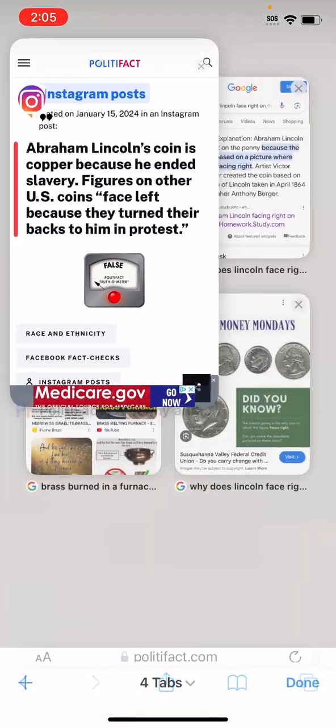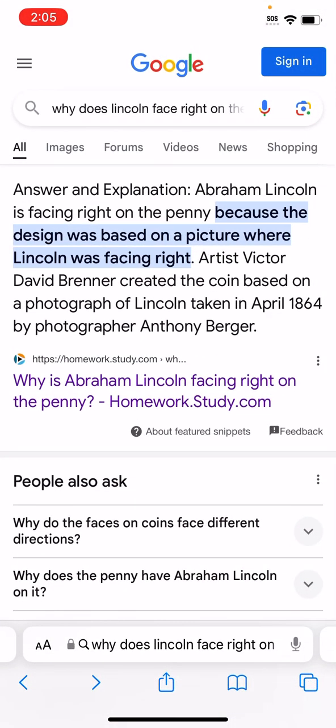But then there was another point that somebody made. It says the answer and explanation: Abraham Lincoln is facing right on the penny because the design was based on a picture where Lincoln was facing right. Artist Victor David Brenner created the coin based on a photograph of Lincoln taken in April of 1864 by photographer Anthony Berger.